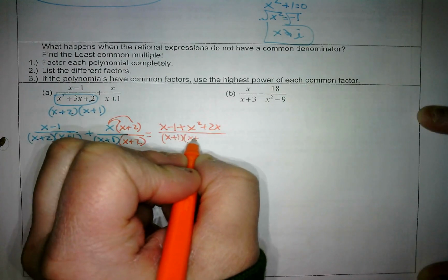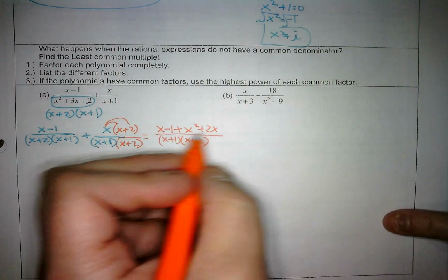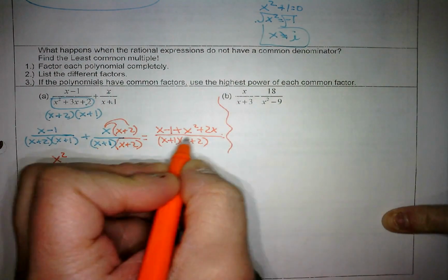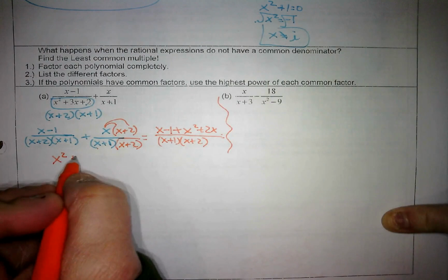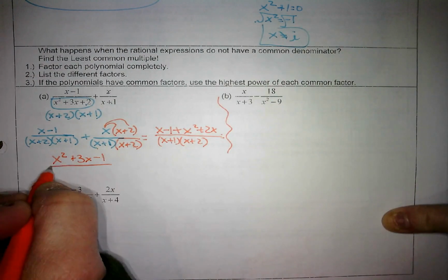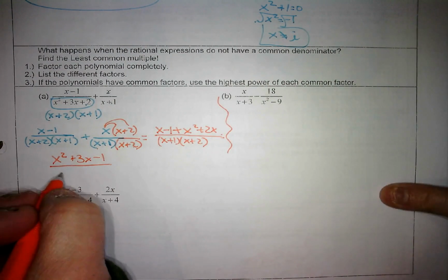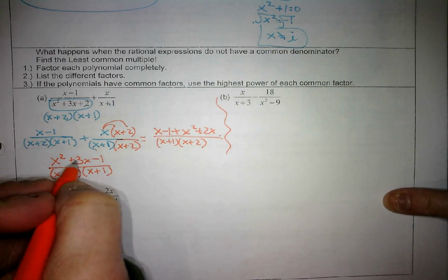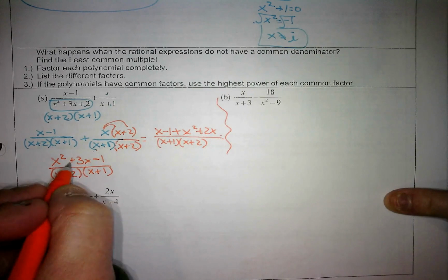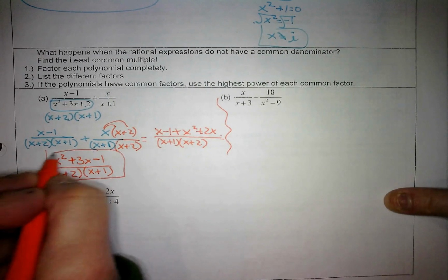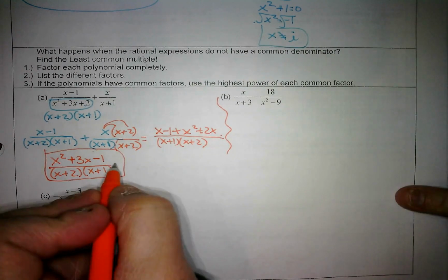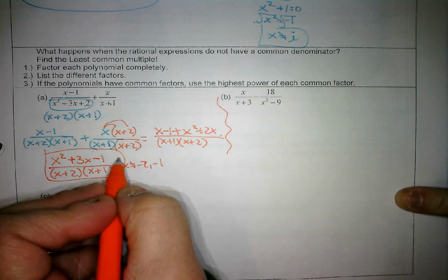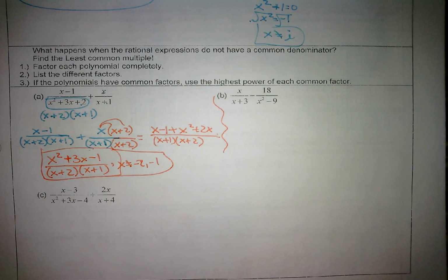times x plus 2. Okay, so now I'm going to combine my like terms. So I have x squared plus 3x minus 1 all over x plus 2 times x plus 1. Okay, I could try and factor this, so what multiplies to negative 1 and adds to positive 3? Nothing. Okay, so that's my final answer, and I know that x cannot equal negative 2 or negative 1. Okay, so that one wasn't too bad, right?